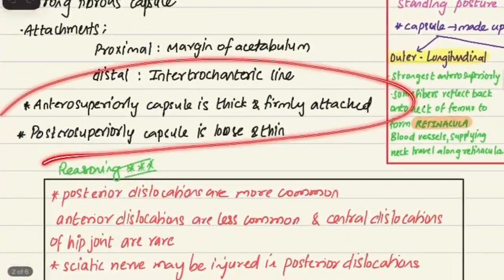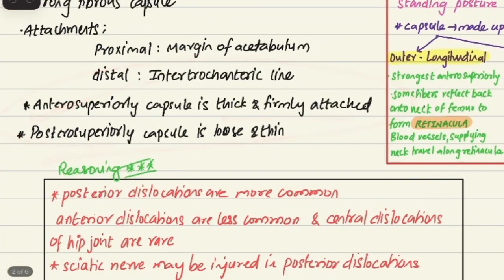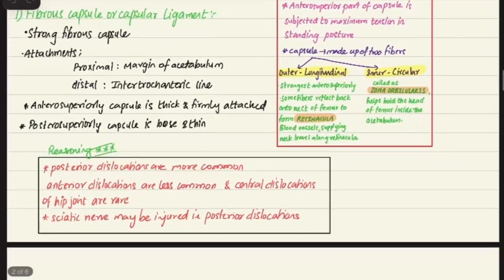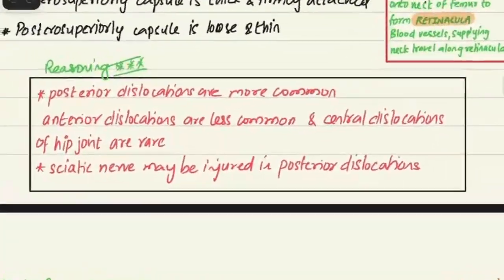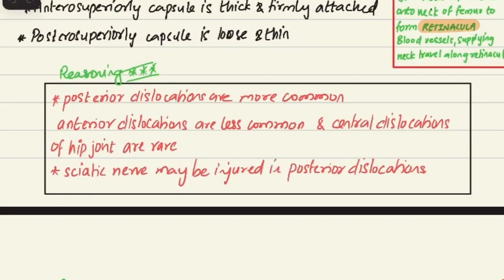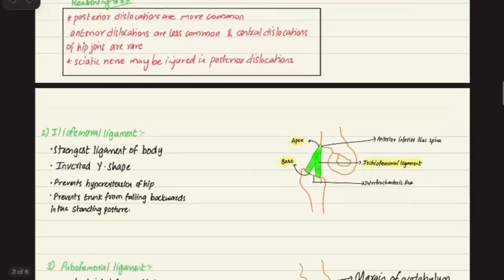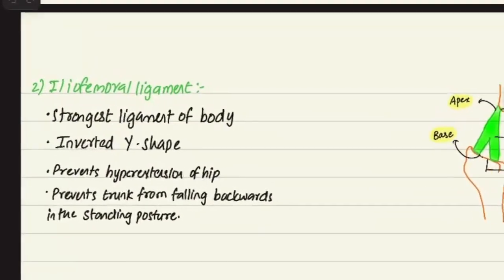Obviously the reason is here: the anterior superior capsule is thin, and the thick part is firmly attached. So this is the point. Next, one more important point to notice, like we can expect an MCQ: sciatic nerve may be injured in the posterior dislocations. They might ask as an MCQ, which of the following nerves is more commonly injured in the posterior dislocations of hip? It is the sciatic nerve. Now let us talk about the second ligament, the iliofemoral ligament.